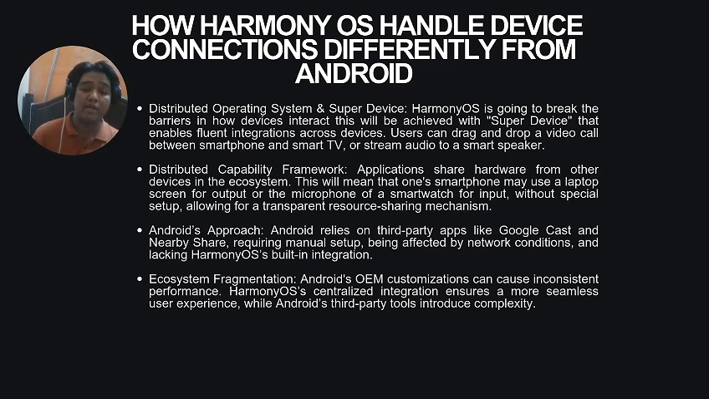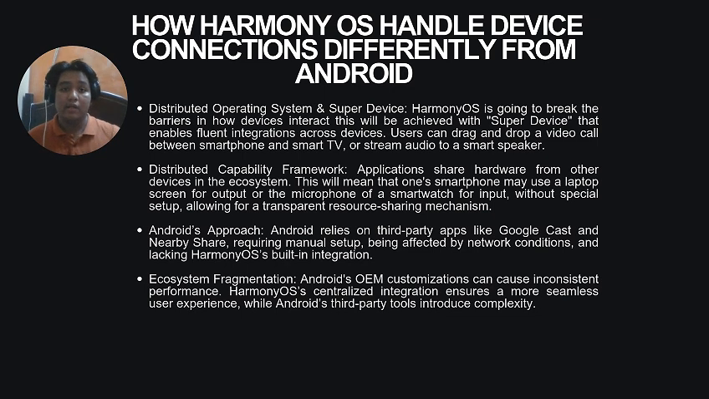Another issue with Android is ecosystem fragmentation. Because different brands like Samsung, Xiaomi, and OnePlus customize their Android phones differently, the user experience is not always consistent. Features that work well on one brand might not work the same way on another. For example, Samsung's ecosystem with DeX and SmartThings is different from Google's Pixel devices, which use Google Home. This means users have to adjust to different setups depending on their phone brand.